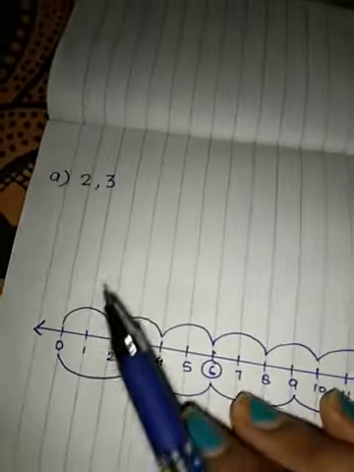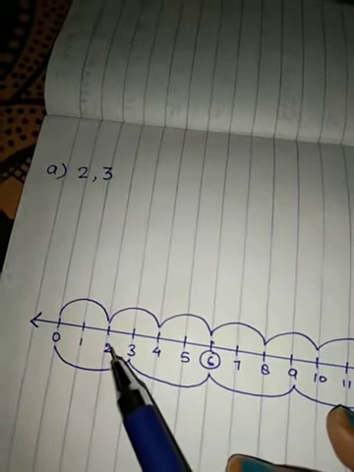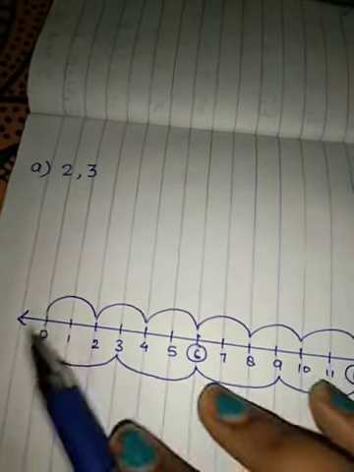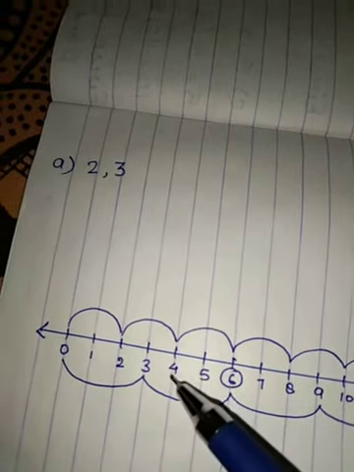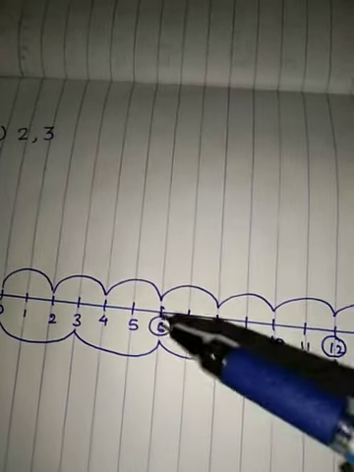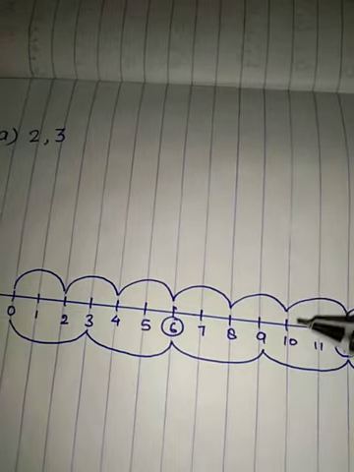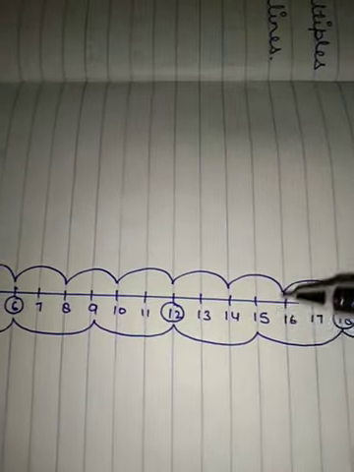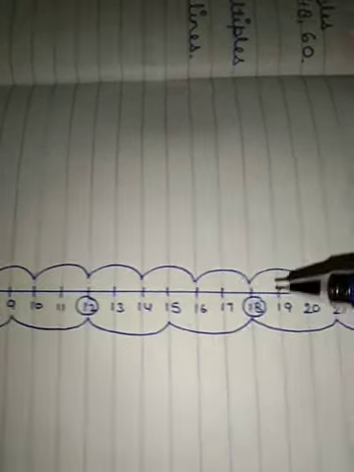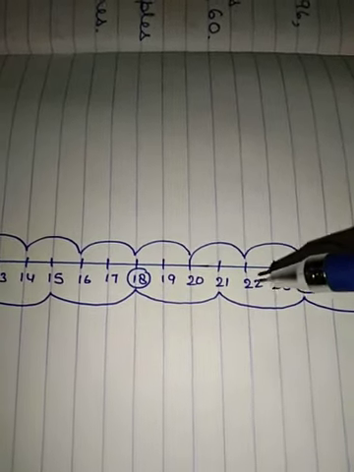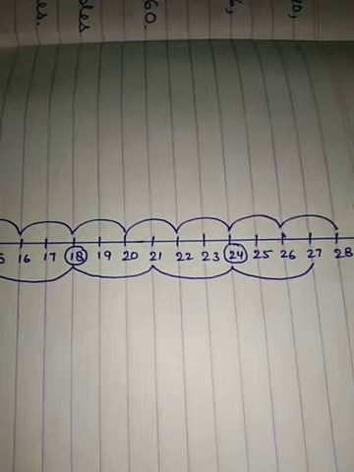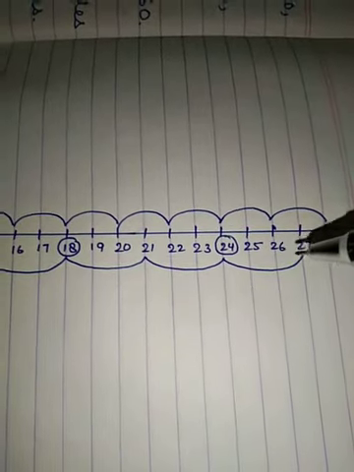Then what we will do, we will mark the table of 2 on this number line. So we will start from 0 to 2, 2 2s are 4, 2 3s are 6, 2 4s are 8, 2 5s are 10, 2 6s are 12, 2 7s are 14, 2 8s are 16, 2 9s are 18, 2 10s are 20. Then you can increase it also. 2 11s are 22, 2 12s are 24, 2 13s are 26, and 2 14s are 28.